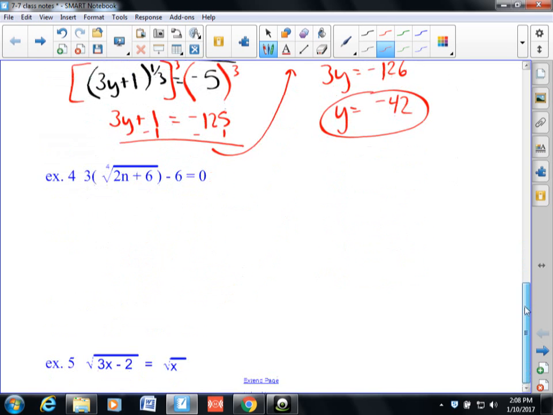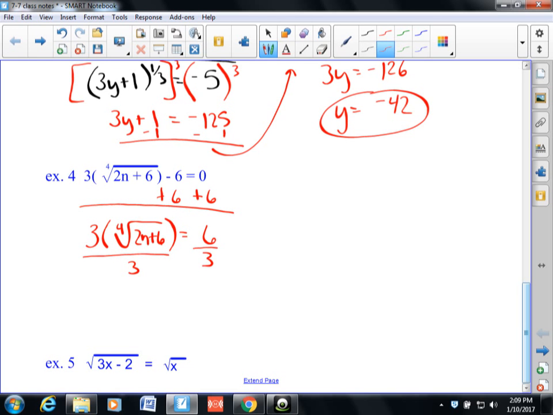Okay, now this one is a little more complex, just that instead of only having to add 6, we also have to remember to get rid of the 3. Sometimes people do it in the wrong order. Remember, it's always the adding or subtracting, and then the multiplying or dividing. So we'll add 6. So we've got 3 times this quantity. And then we'll divide both sides by 3. So now we're looking at the 4th root of 2n plus 6 equals 2.